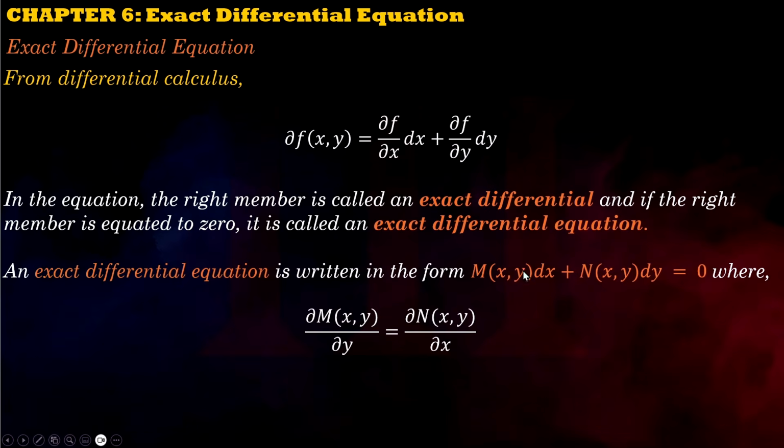So, we just simply take the term with dx and differentiate it partially with respect to y. Same with this one, the term with dy, we need to differentiate it partially with respect to x. And if these two are equal, therefore, the differential equation is an exact differential equation.